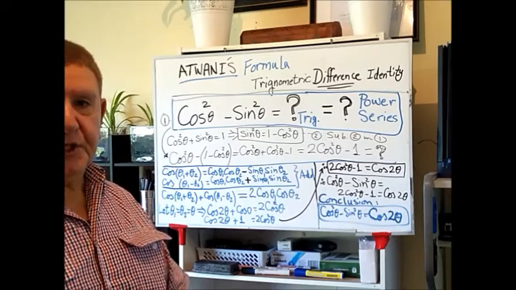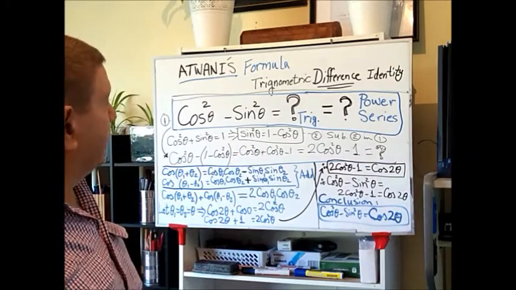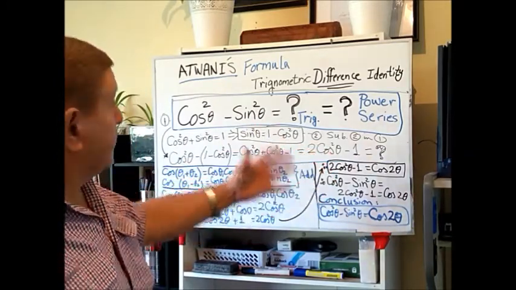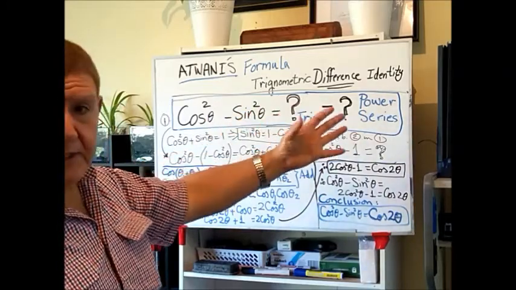Today we will continue with our lessons. This time will be about the trigonometric difference formula. This is called Atwani's formula of trigonometric difference identity.